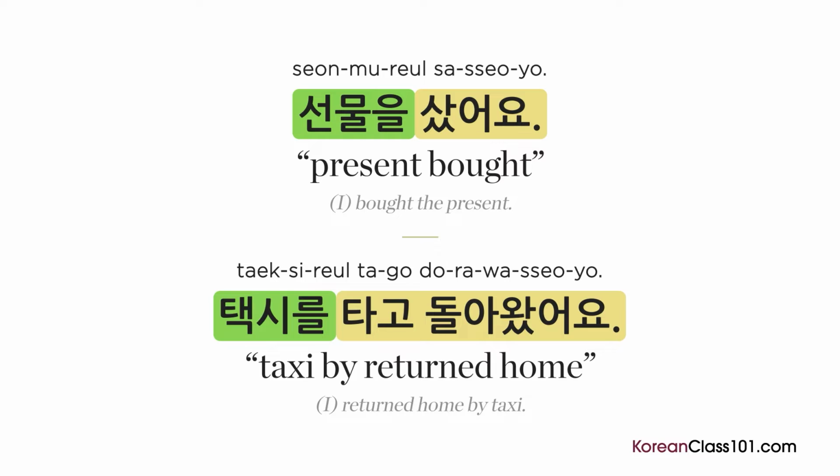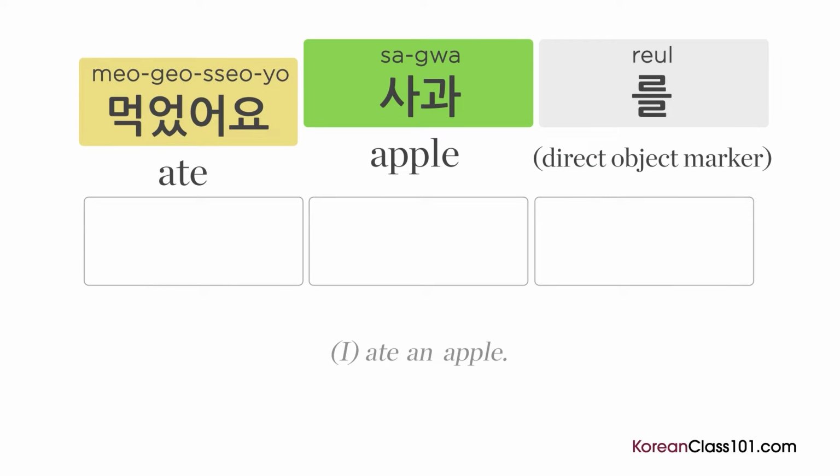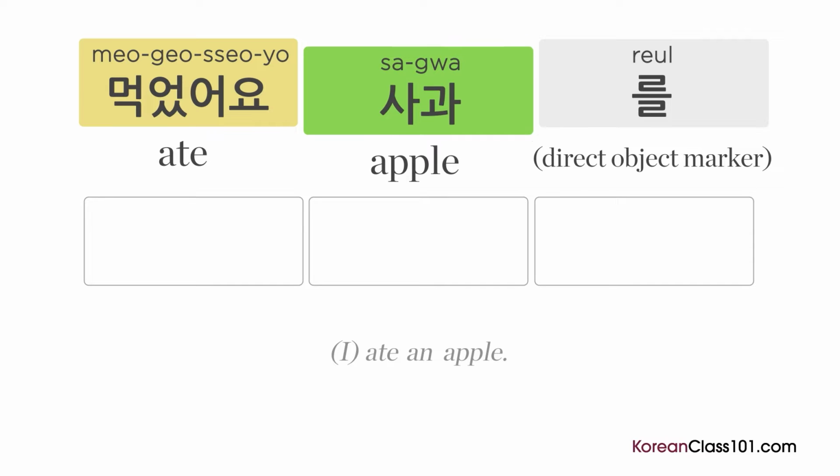Knowing this, we can easily express any simple action in Korean using just the object and the verb. Try to create the sentence, I ate an apple, from these sets of words. 먹었어요. 사과를.